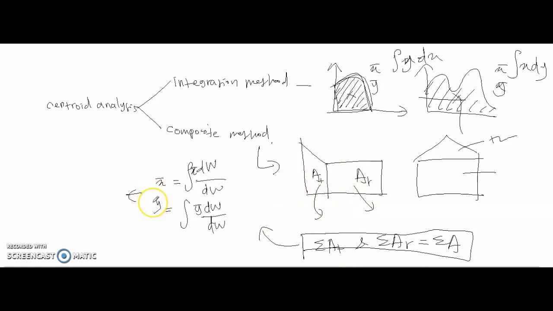So the equation becomes x bar equals the summation of x bar times weight, over the summation of weight. The differential you need to remove, because this is not integration, this is a summation. The same goes for y bar: y bar equals the summation of y bar times weight, over the summation of weight.